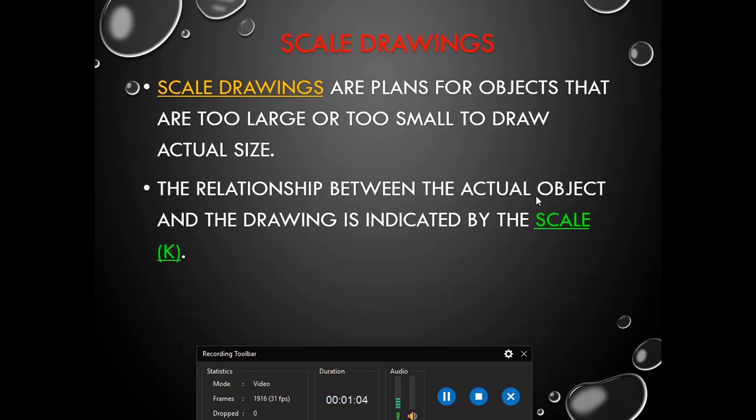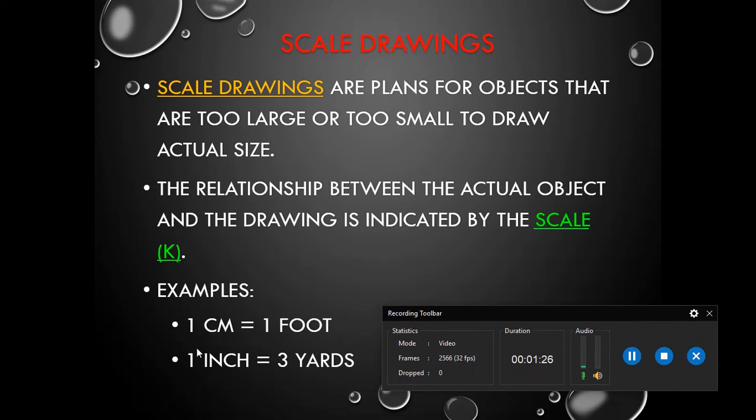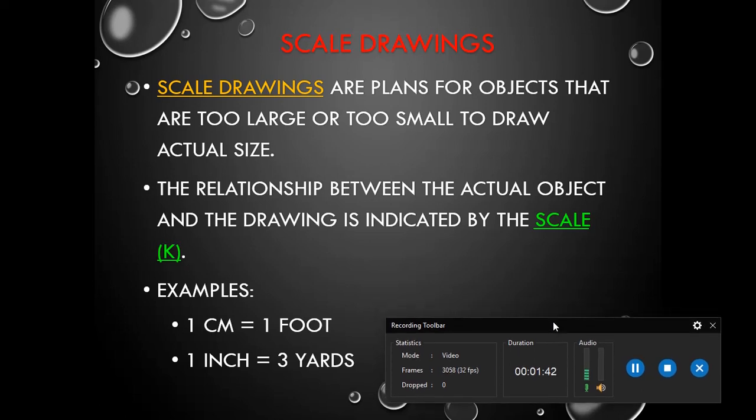So if you're making a scale drawing, there is some kind of scale factor or constant of proportionality between the drawing, which is smaller, and the object, which may be larger. And they should tell you on the drawing or even a map what the scale is. For example, on a map, they might tell you that 1 centimeter is really 1 foot in actual distance. Or on a blueprint, they might tell you that 1 inch is actually 3 yards in actual distance. So we're just making something a little bigger or smaller.